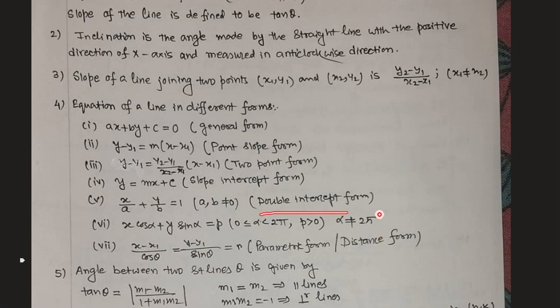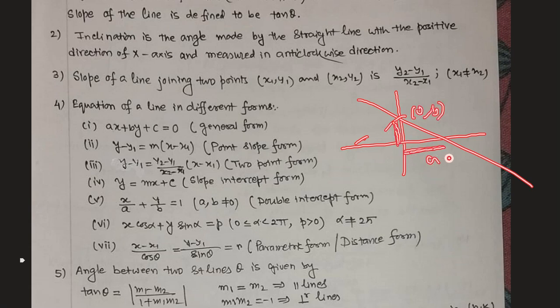Now what is the double intercept form? Here a and b are both non-zero. If your line cuts both the axes at certain points, suppose here at a units from the origin, and here at the point 0, b, that means this length is b and this length is a. Intercepts may be positive or negative, but the length of the intercept is always positive.